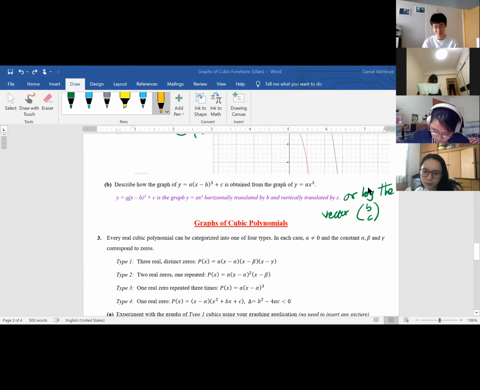So the question I ask here is, describe how this graph is obtained from this one. So you can see the only additional stuff is the B and the C. Because it says from this graph, our from is our starting point. So this graph is actually translated by this vector, which is what Lillian is talking about here. Okay, Lillian, you could just use this, translated by this vector. We understand you mean both the horizontal B and vertical C. Does that make sense, Lillian? Okay, well done.